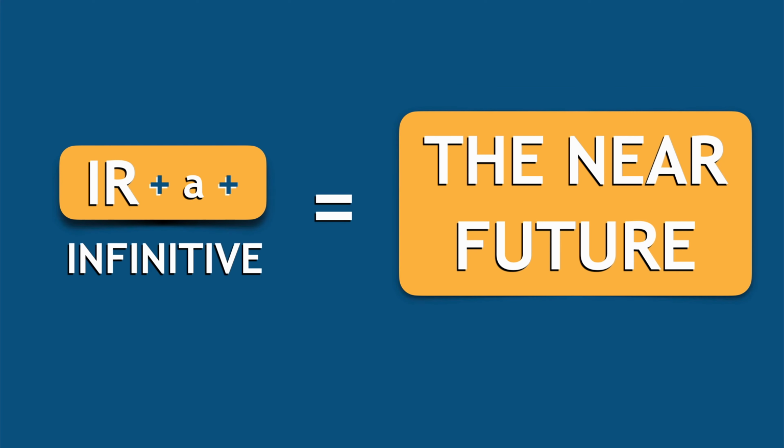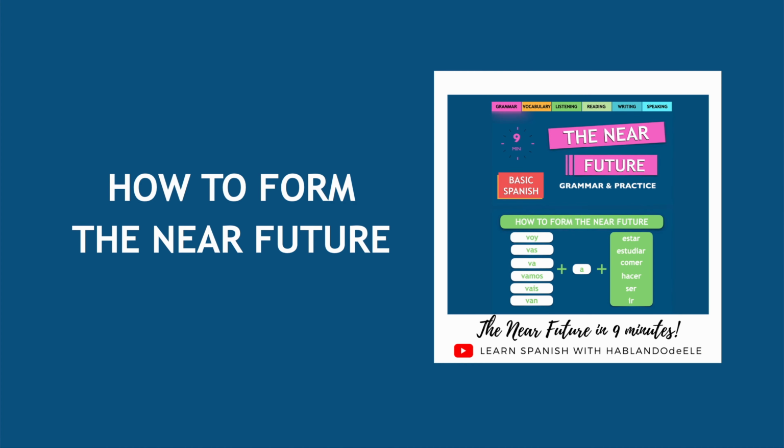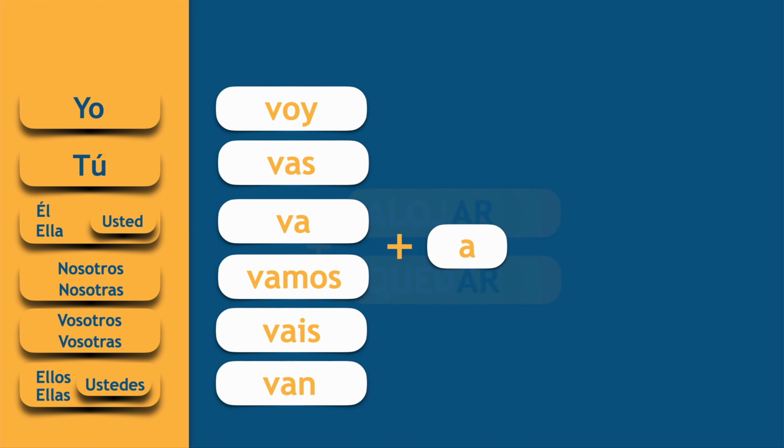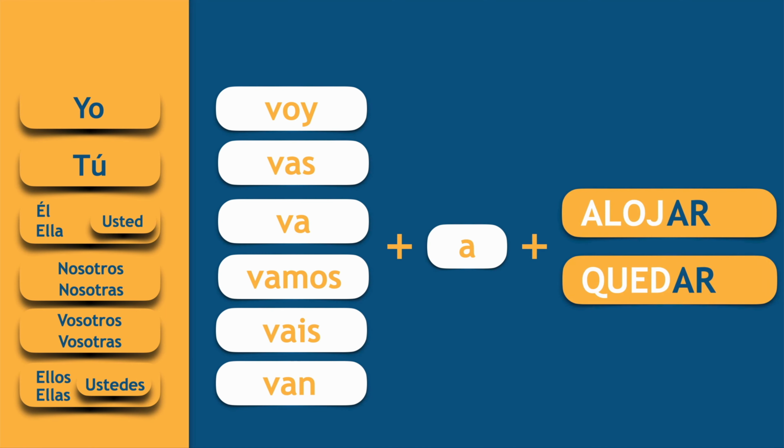The near future. As you probably know, the near future is created with the verb to go in the present simple plus a plus infinitive. So, what is going to happen when the infinitive has a se attached to the end of it, like alojarse or quedarse? In this case, the first thing we need to do is to get rid of the se, and instead we have two options. One is to put the reflexive pronoun in front of the verb to go as such.